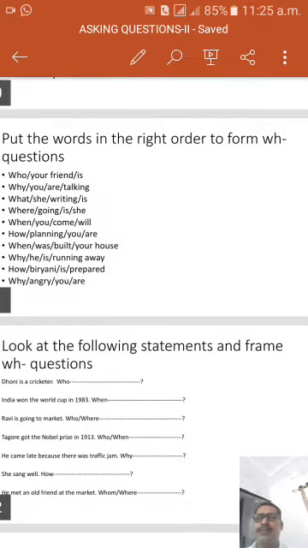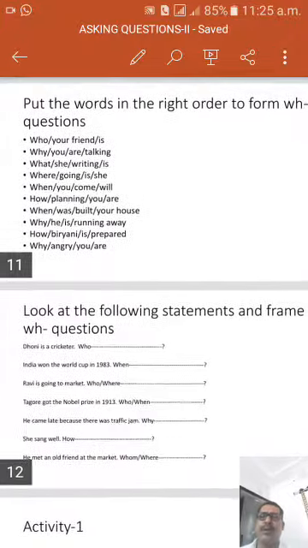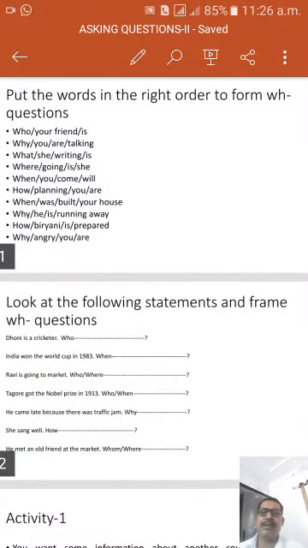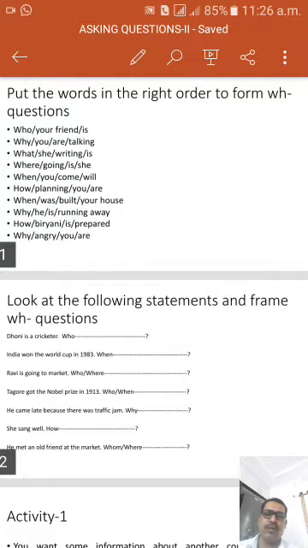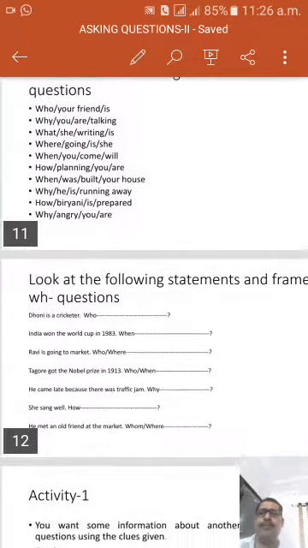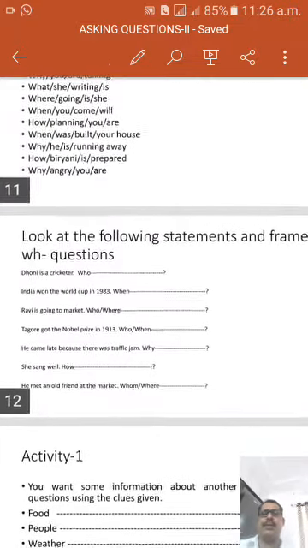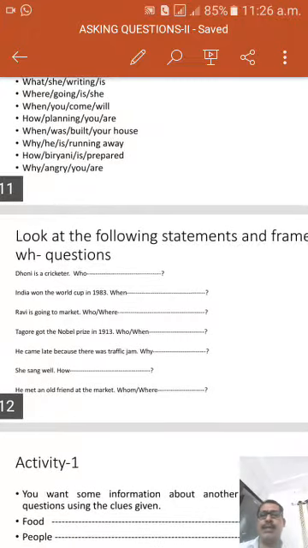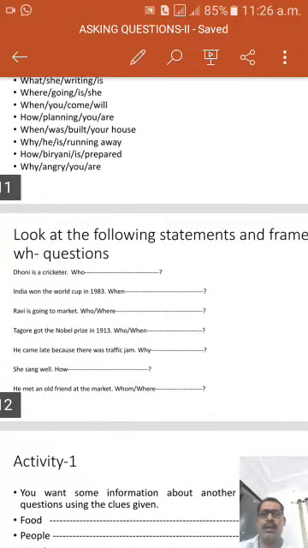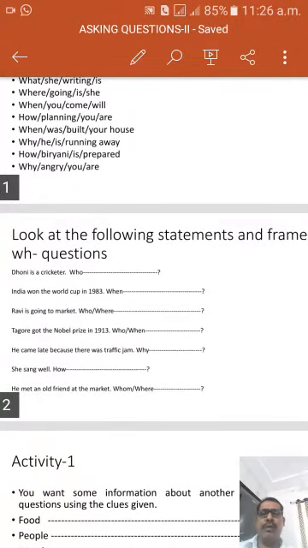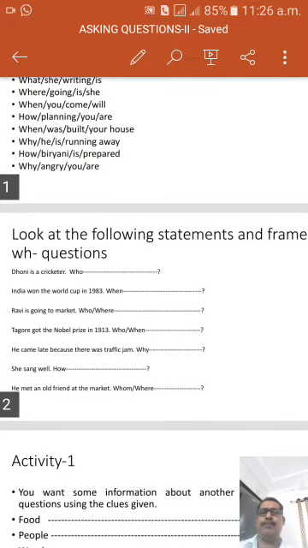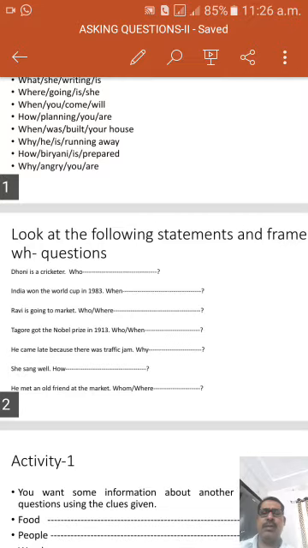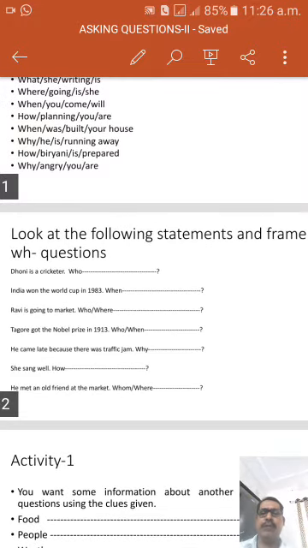Next, look at the following statements and frame WH questions. These are the sentences. Statements are given. You have to convert them into WH questions. A clue is given how to start the WH question. The questioning word is provided.